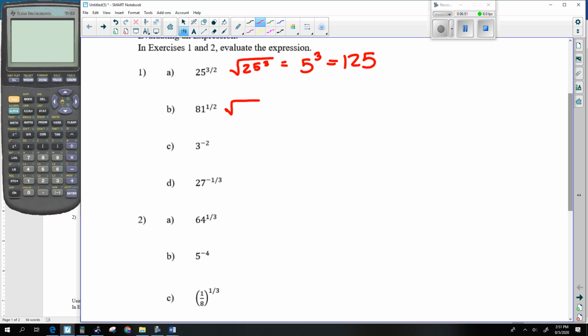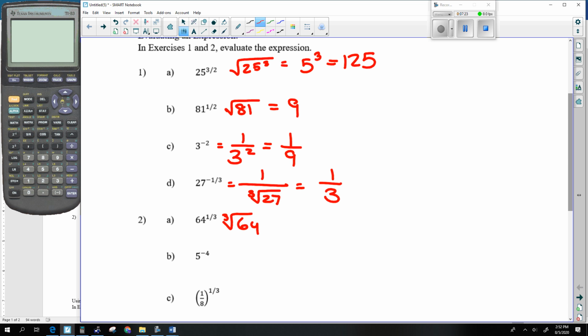81 to the 1/2 is the same thing as the square root of 81. 3 to the negative 2 is the same thing as 1 over 3 to the 2. 27 to the negative 1/3 is the same thing as saying third root of 27 as a denominator. 64 to the 1/3 is the third root of 64.